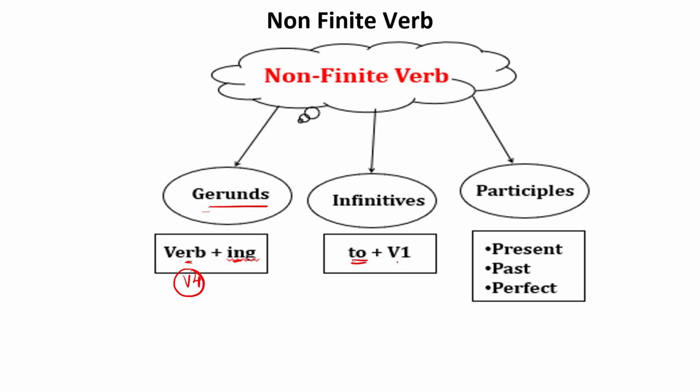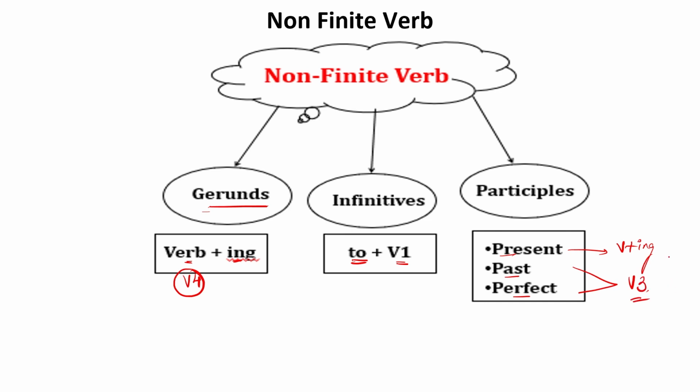When we use to plus verb first form, or we can say base form, it means whenever we use the first form of verb with to, or base form of verb with to, it is known as infinitive. For example, to do, to go, to move. Participles are again of 3 types: present participle, past participle, and perfect participle. Present participles are when we add ing to a verb. Past and perfect participles are when we use the 3rd form of verb.